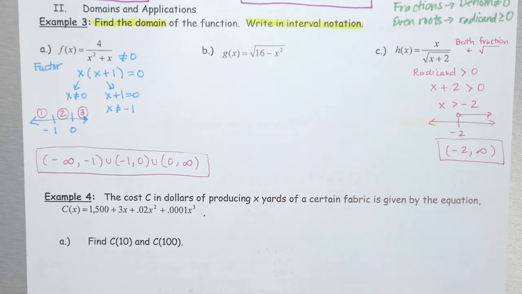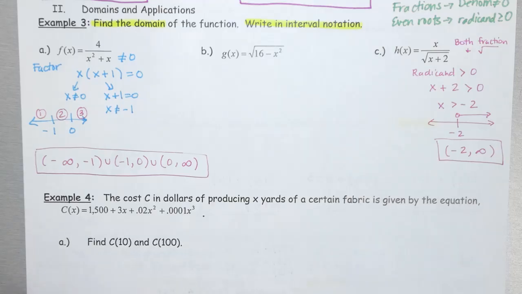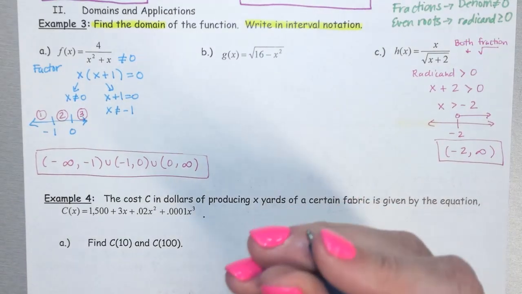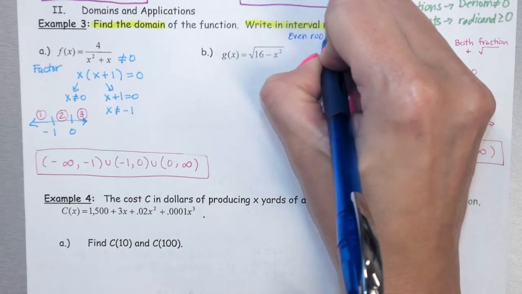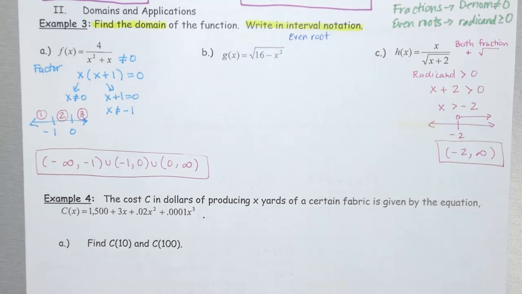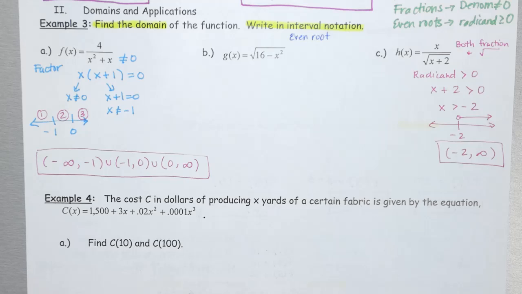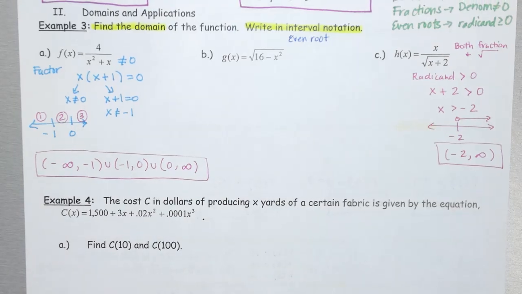Okay, now those are skills we've done before. B is going to be something new. So we have an even root, it's a square root. If it's not an even root, what is going to be your domain? So if it's an odd root, right? Can we take an odd root of a negative? Yeah, we can take the cube root of negative 8, it's negative 2, right? So if you do come across an odd root, it's just going to be all real numbers.